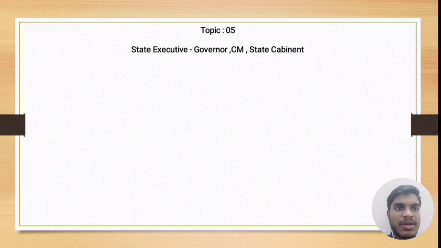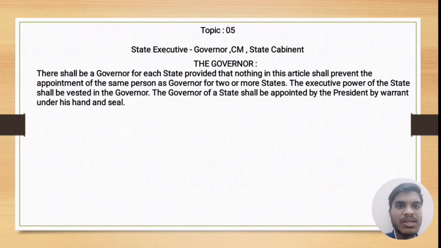Next topic, State Executive, Governor, Chief Minister and State Cabinet. The Governor. There shall be a governor for each state, provided that nothing in this article shall prevent the appointment of the same person as governor for 2 or more states. The executive power of the state shall be vested in the governor. The governor of a state shall be appointed by the president by warrant under his hand and seal.